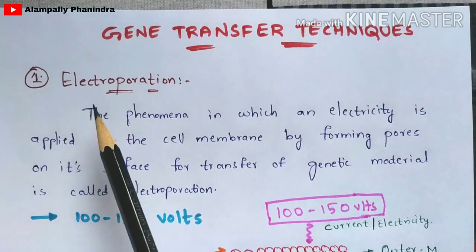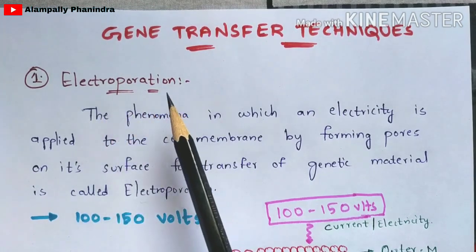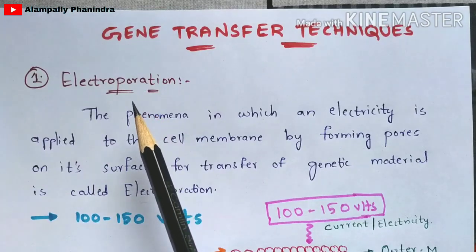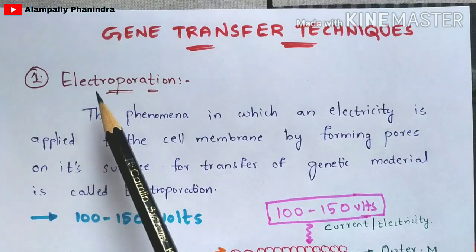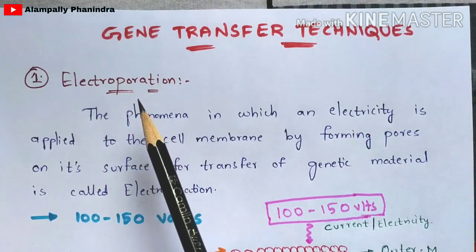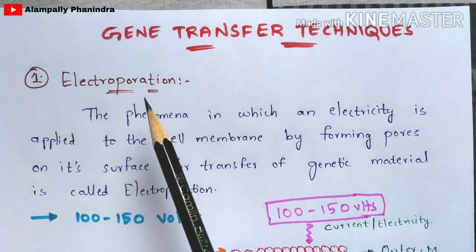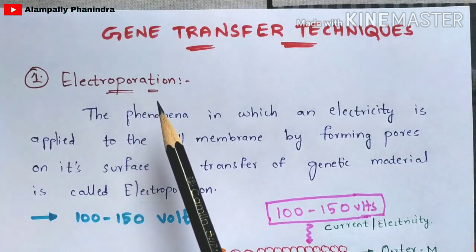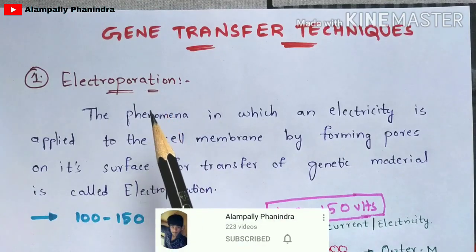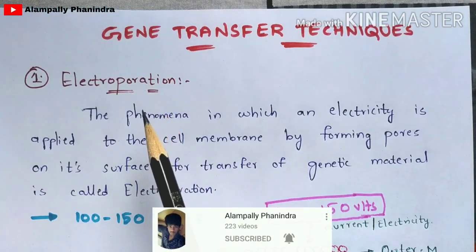The name itself indicates that electroporation is nothing but forming a pore on the cell membrane of a cell by using electricity. Hence it is called electroporation. We are going to use electricity or electric current to form a pore on the cell membrane, and once that pore is formed, we can transfer a gene into it. Let us see how this phenomenon takes place in the electroporation method.